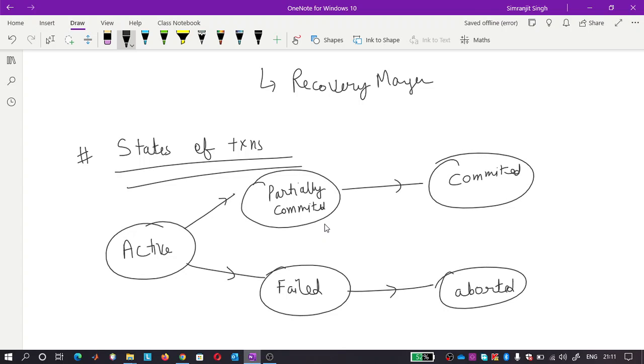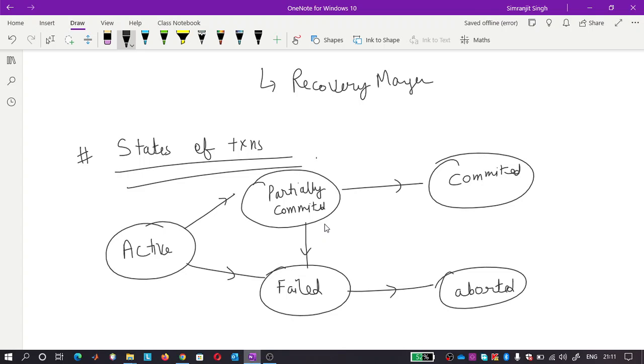But it can also happen that when you are partially committed, the changes that you have made are only in your RAM. If it is in your RAM and there is a power outage or any kind of failure, then the transaction can also fail. Because it is not actually written to the secondary memory, there is a chance that your transaction can fail.